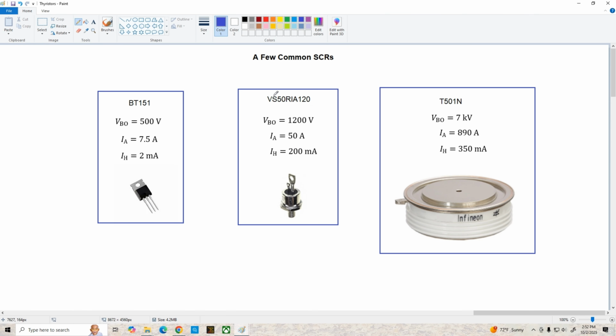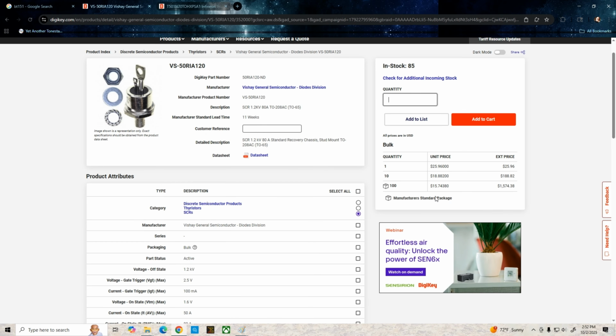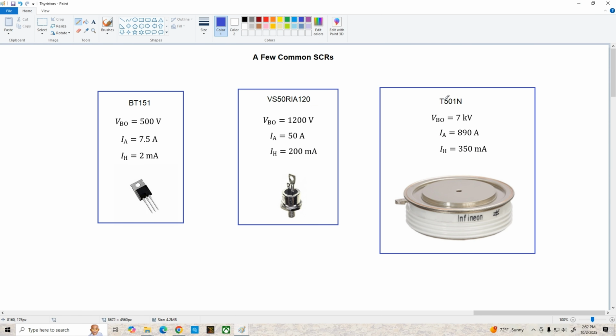Now moving to the middle, we've got the VS50RIA120. It has a breakover voltage of 1200 volts, can carry 50 amps, and has a holding current of 200 milliamps. This one is in a stud package, which is a higher power package than the TO220. And these are a bit more expensive. If we do a web search and go to DigiKey, we see they're about $26 a piece. So they're pretty expensive, but you can get lower price SCRs in this package, but this is the first one I happened to grab.